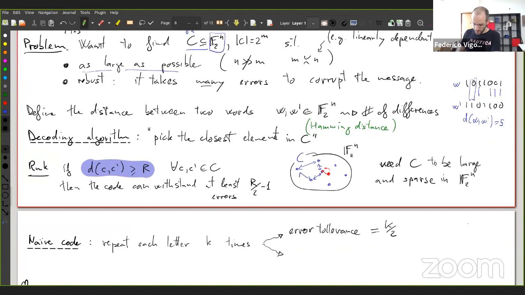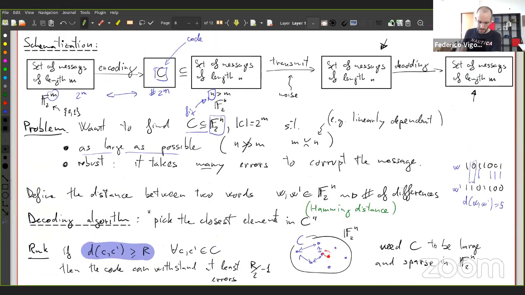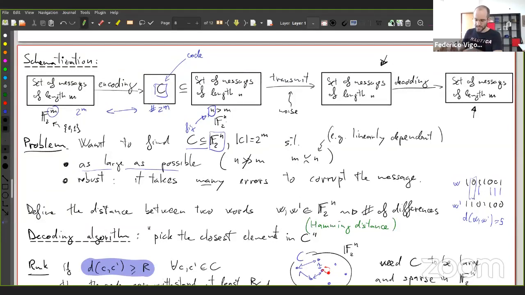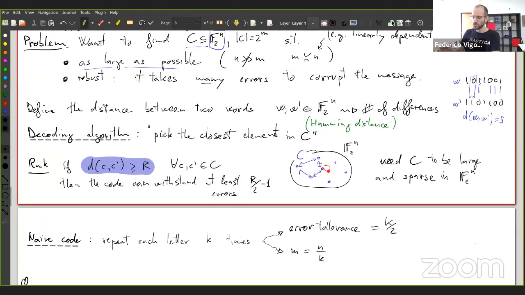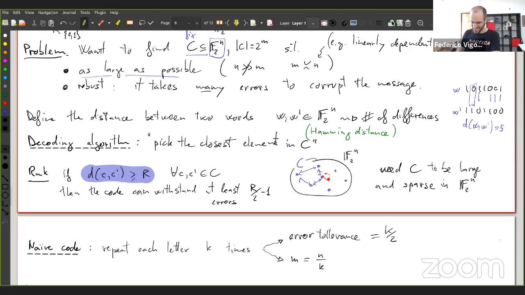And the relative size of m and n is just that m was equal to n over k, where again n is the length of the message that is sent, and m is the length that you wanted to send, or more precisely, you can send 2 to the m messages with n bits. I should have chosen different letters. M and n are very difficult to make sound different.